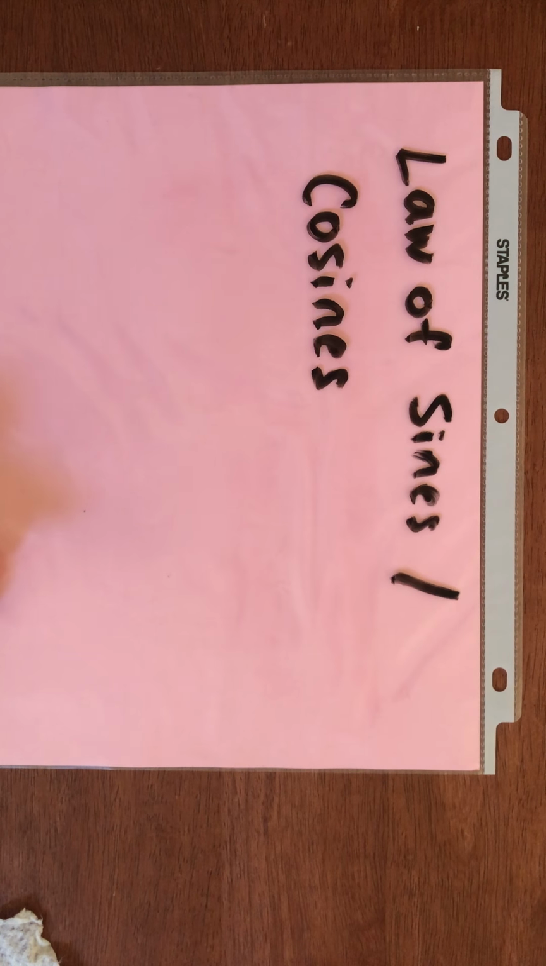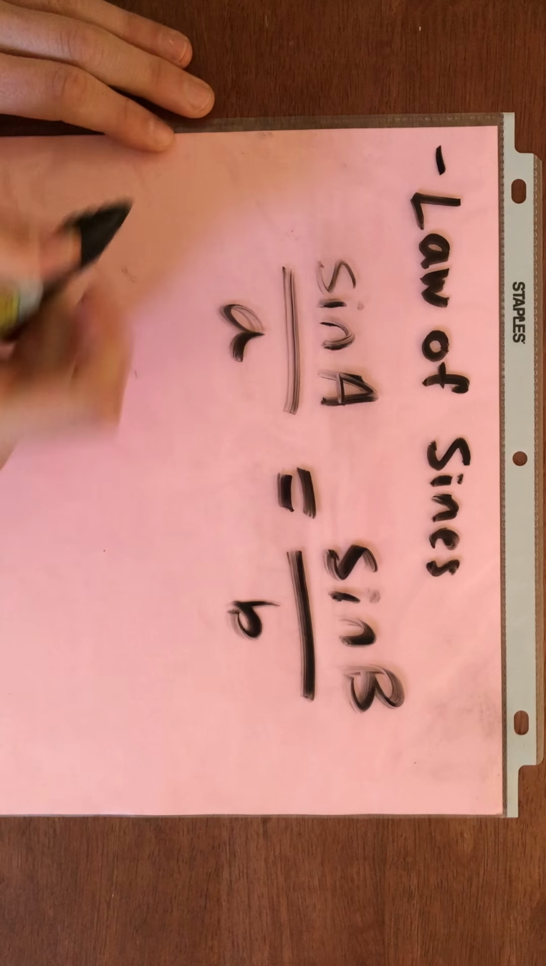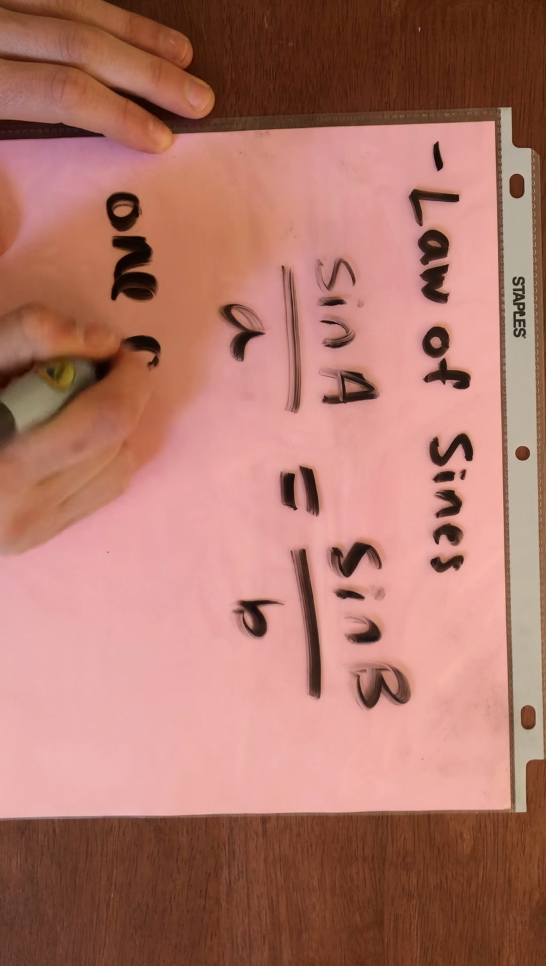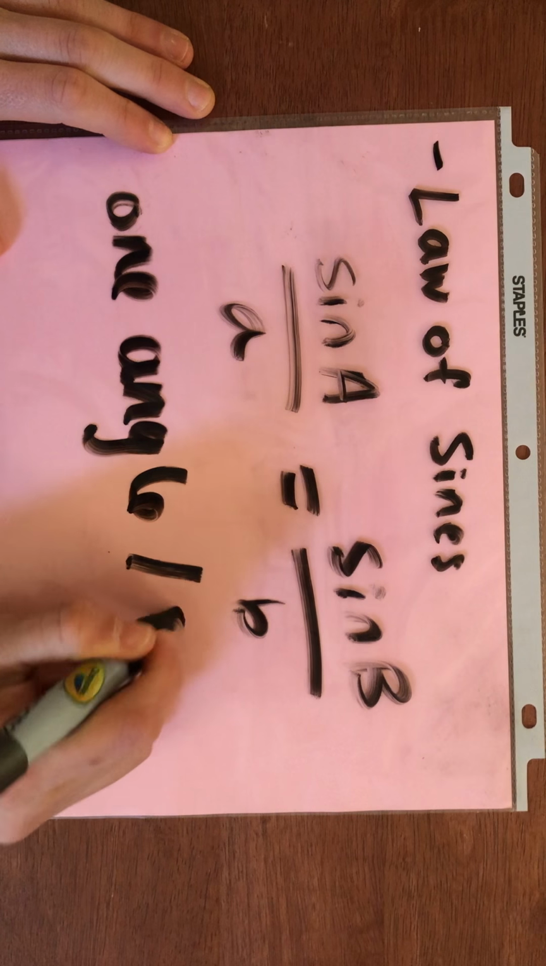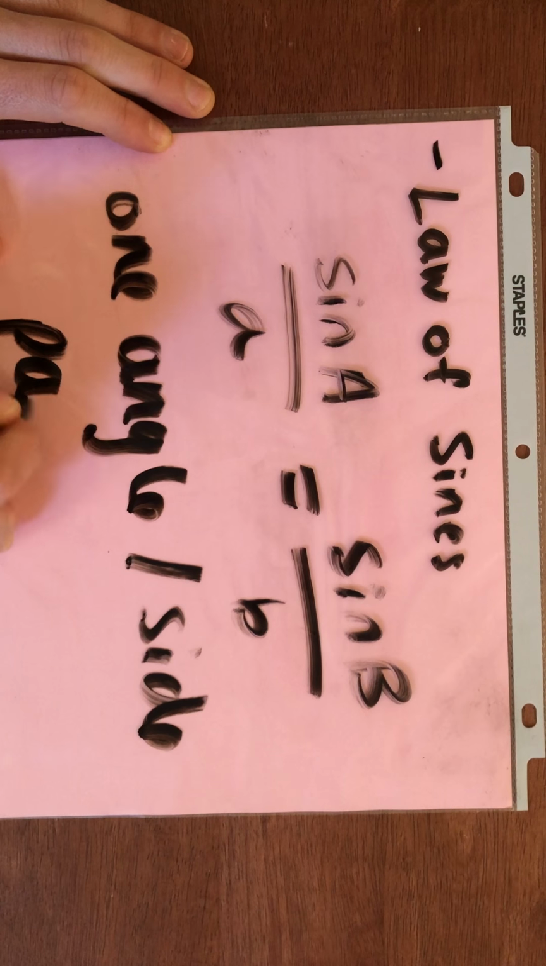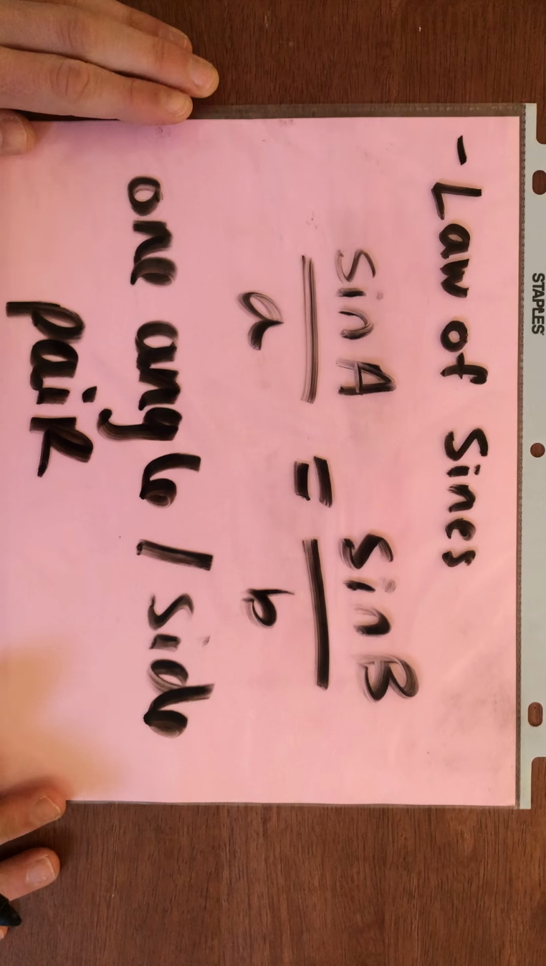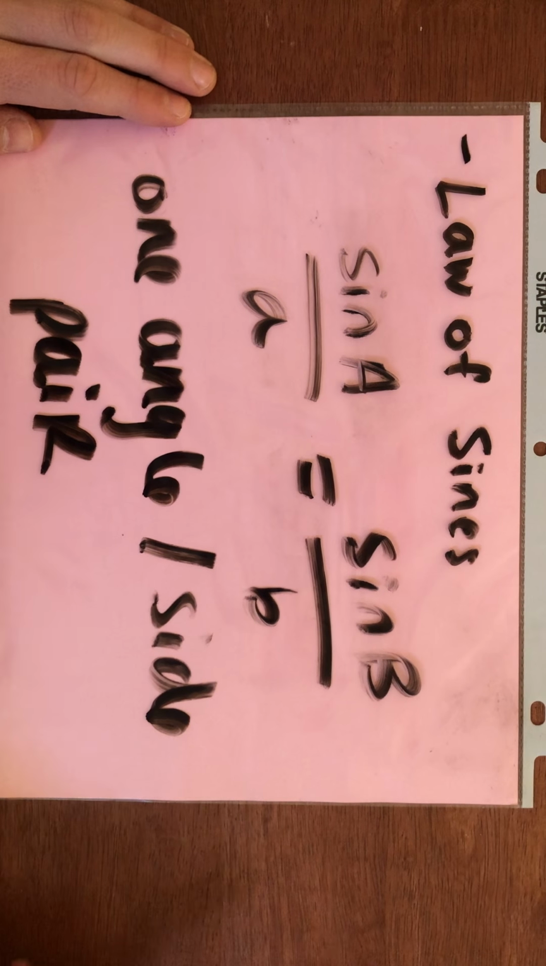All right, so let's get started with the law of sines. The law of sines says that the sine of angle A over side A is equal to the sine of angle B over side B. The key thing here is that you have one angle and side pair. You need to have that angle and side pair in order to use the law of sines.